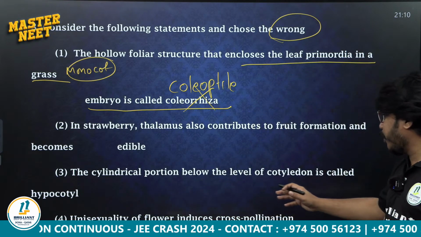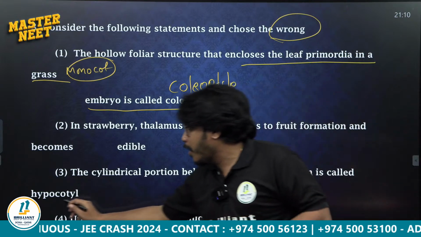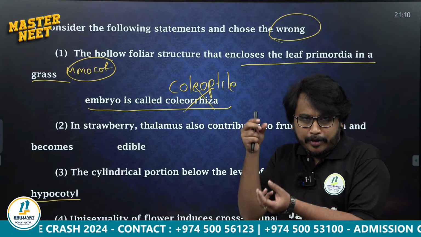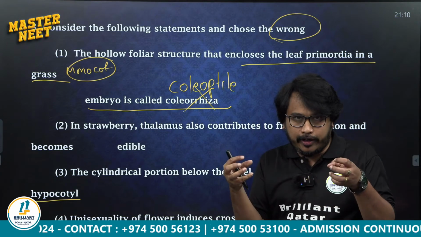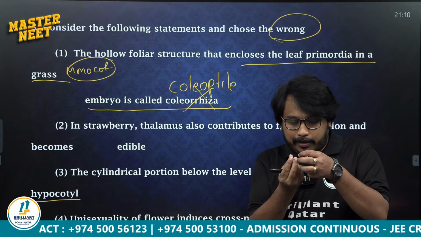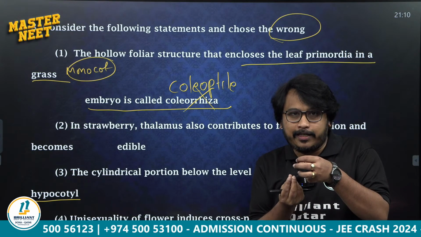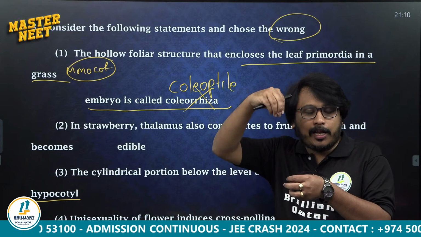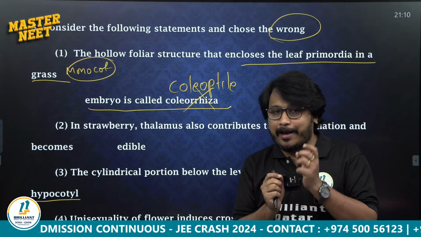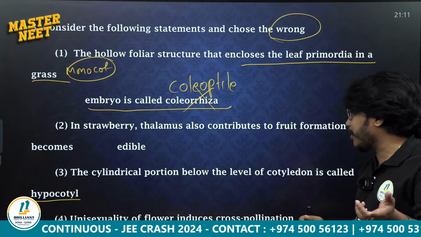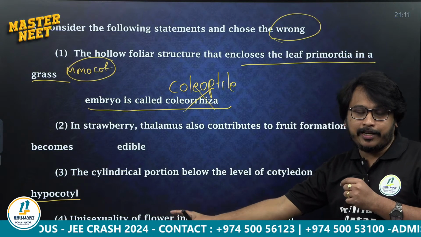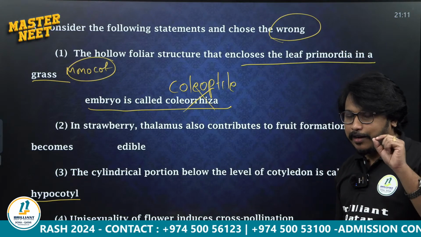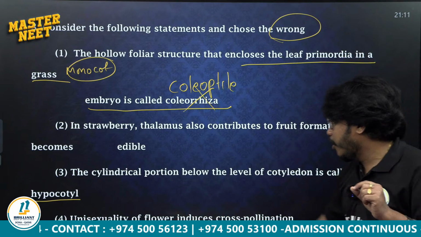The cylindrical portion below the level of cotyledon is called hypocotyl. So when the embryo is developing, two cotyledons will be coming. The portion growing below the level of cotyledon is called hypocotyl, which will form the lower stem, and above the level of cotyledon is called epicotyl, which will form the upper stem. Hypocotyl will terminate in the radicle and epicotyl will terminate in the plumule region.